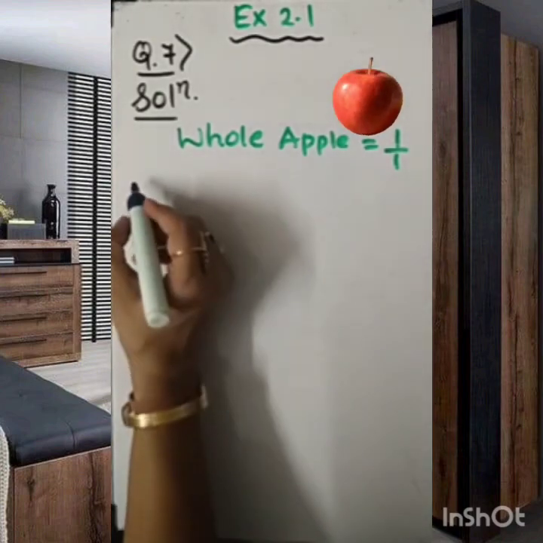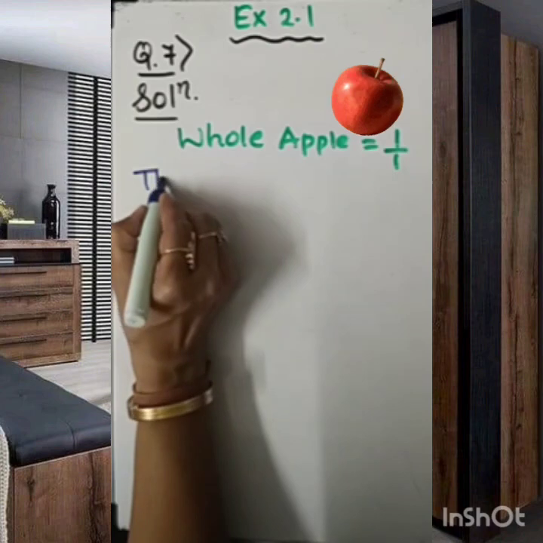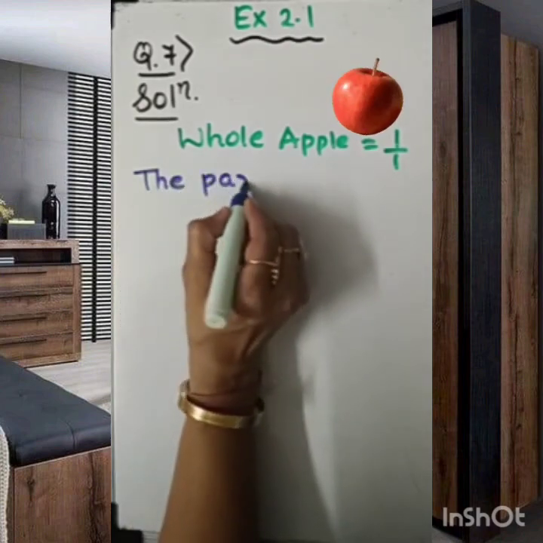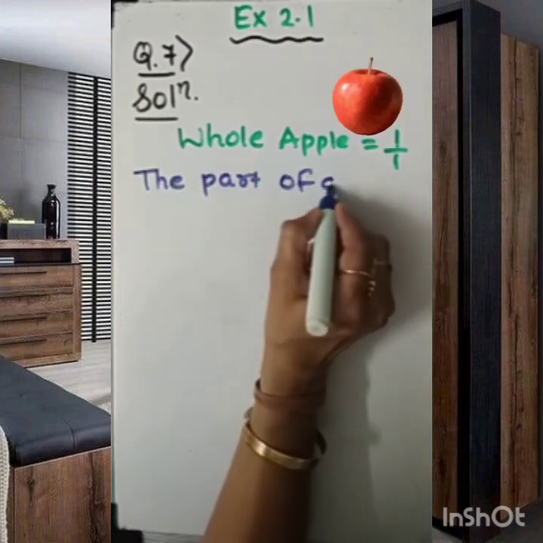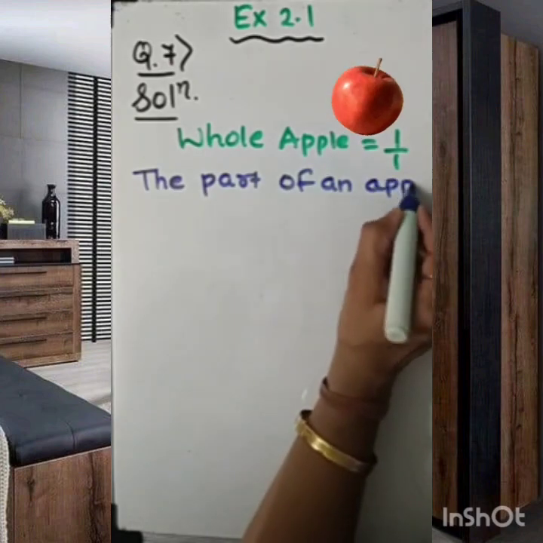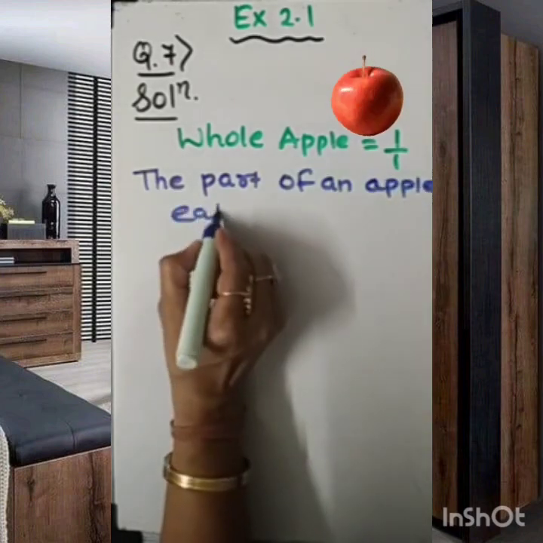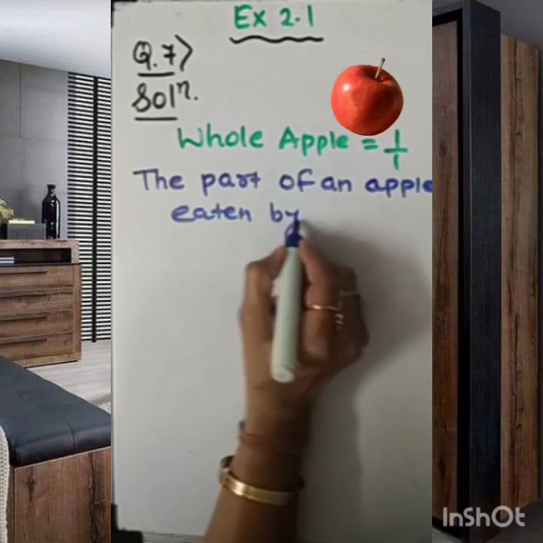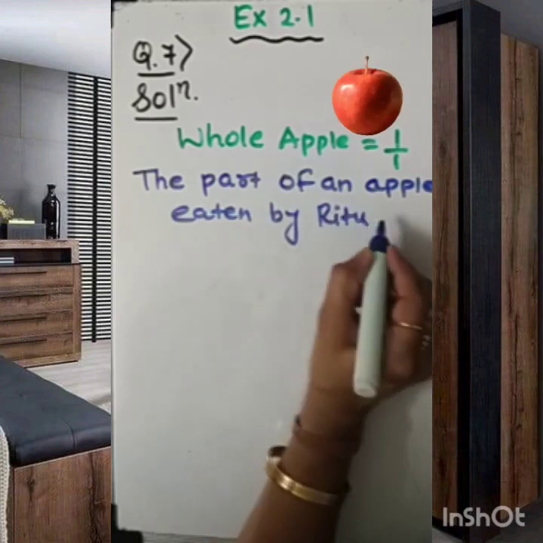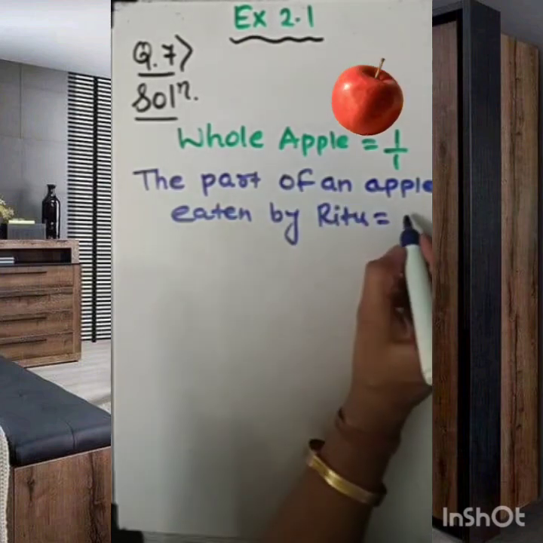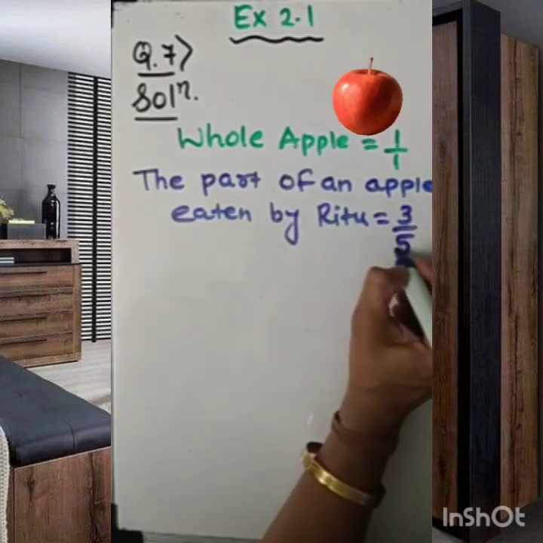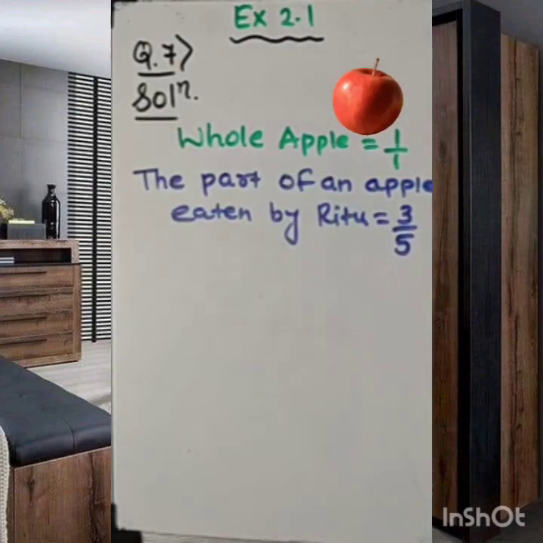We are given the part of an apple. We need to mention the part of an apple eaten by Ritu. How much portion is she eating? She is eating 3 by 5 of the whole, 3 by 5 part of the whole apple.